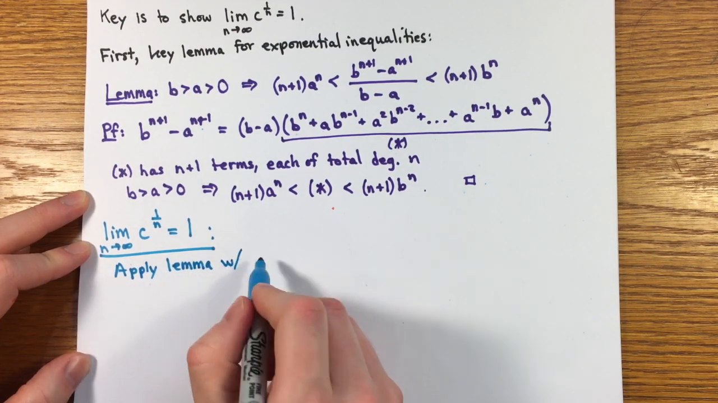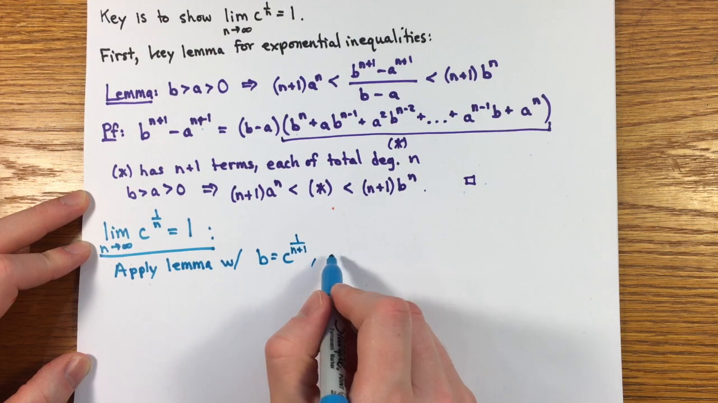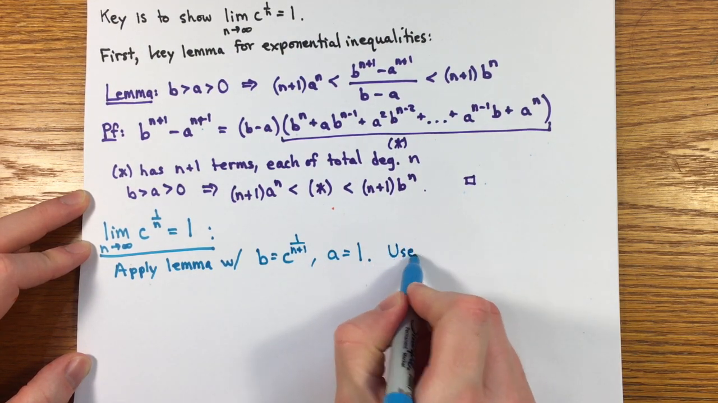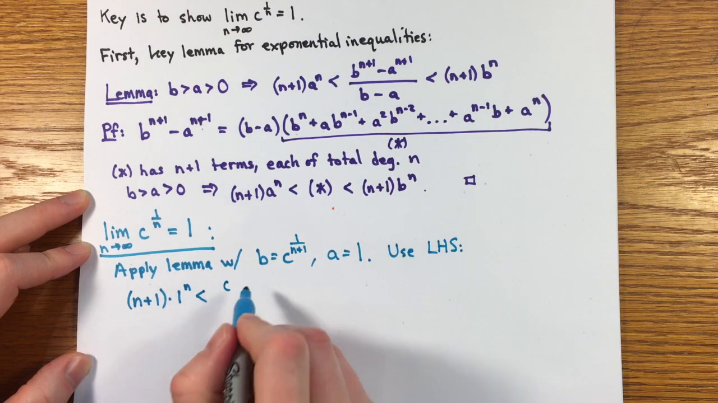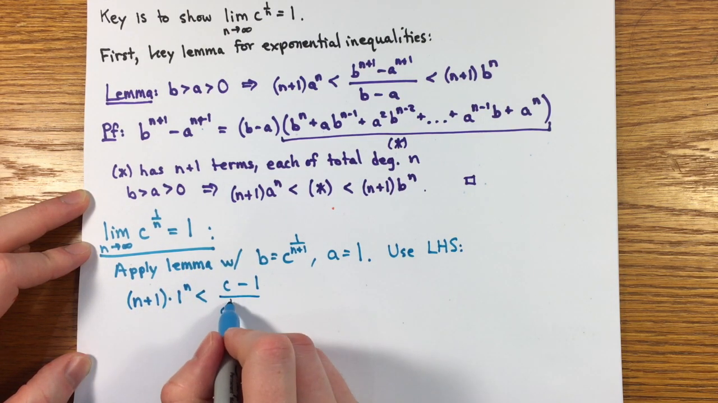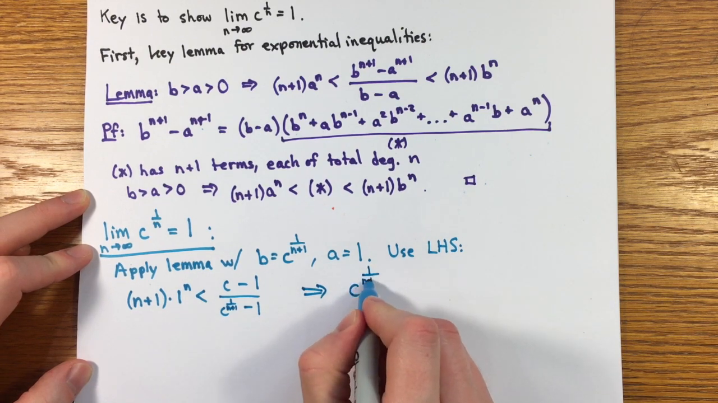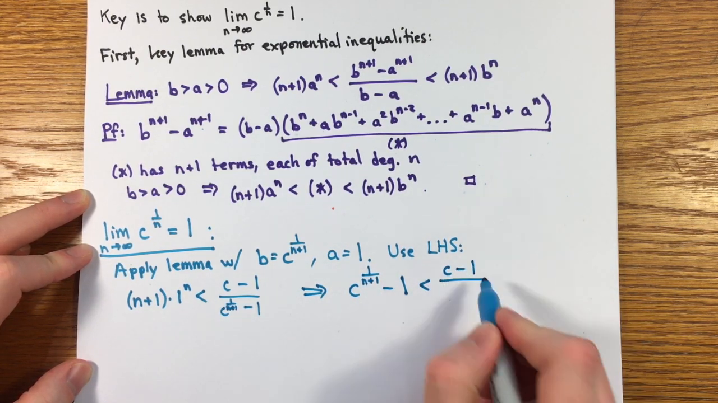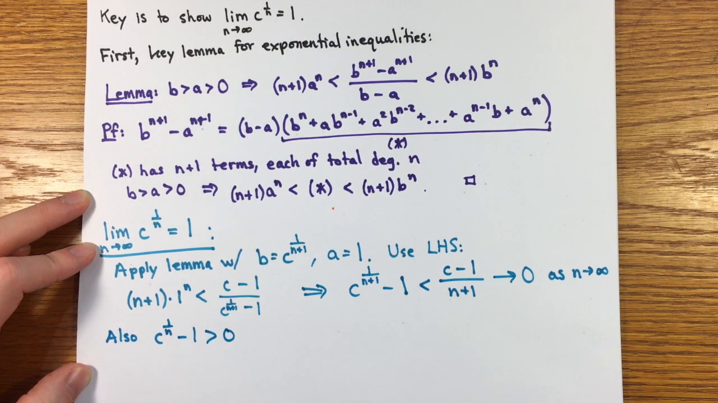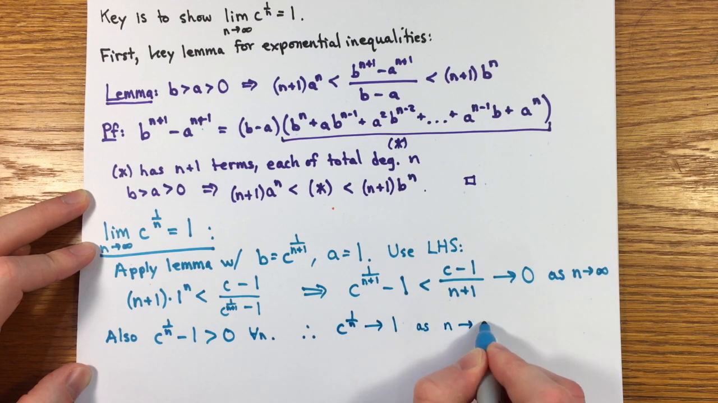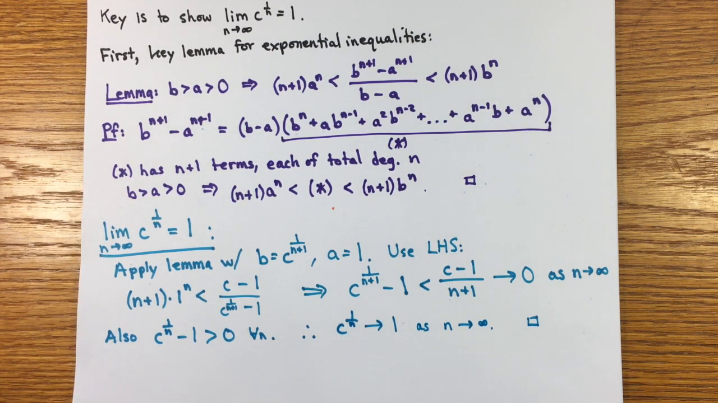So returning to the limit c to the 1 over n, if you apply the left-hand side of this inequality with b equals c^(1/(n+1)) and a equals 1, we get c^(1/(n+1)) minus 1 is less than (c minus 1) over (n+1), which goes to 0 as n goes to infinity. And of course, c^(1/(n+1)) minus 1 is greater than 0 since c is greater than 1, which shows that c^(1/n) minus 1 is squeezed between two quantities that go to 0. And so this goes to 0 as n goes to infinity.